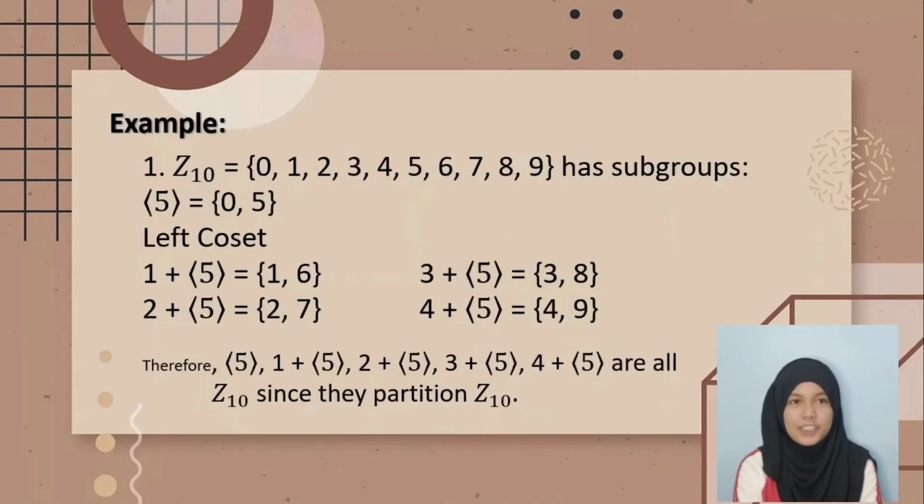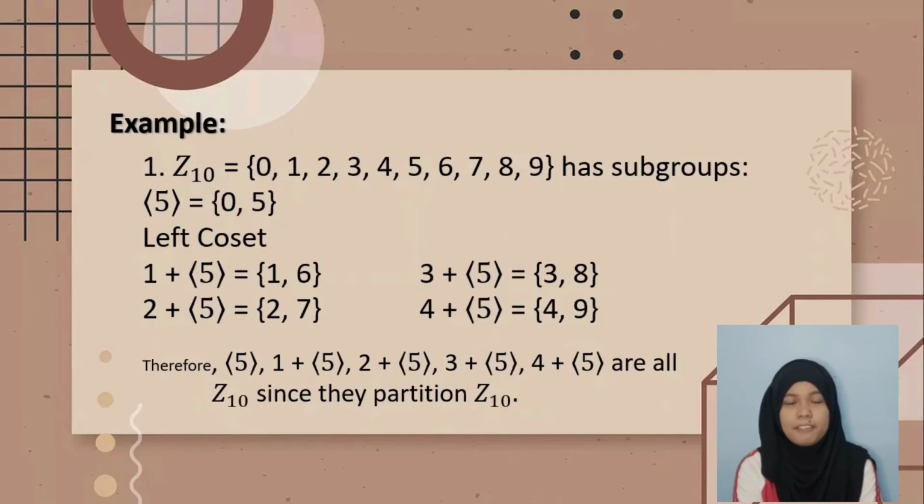In other words, cosets are subsets of the group that simply partition the group, dividing it into even sections. So, let's say for example, Z sub 10. In Z sub 10, it consists of all the elements from 0 to 9: 0, 1, 2, 3, 4, 5, 6, 7, 8, and 9. And one of the subgroups is the subgroup generated by 5. It consists of the elements 0 and 5.